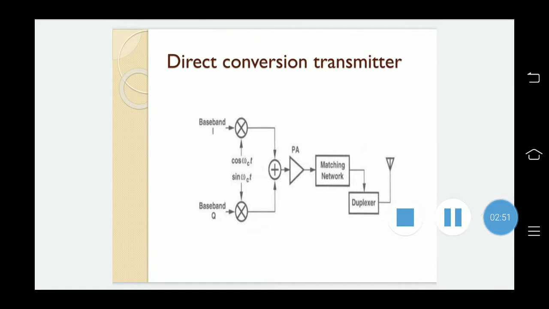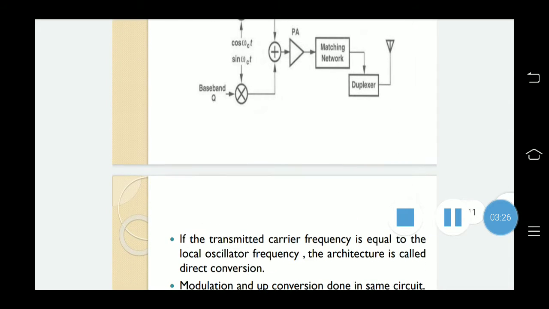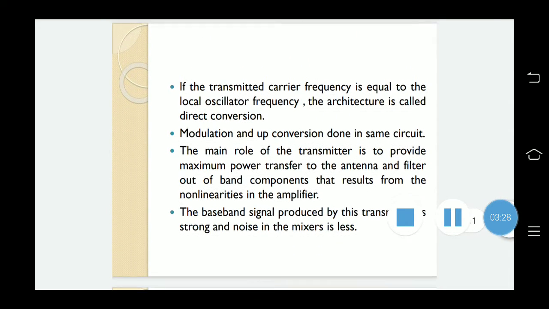So this is the architecture of the direct conversion transmitter. If the transmitted carrier frequency is equal to the local oscillator frequency, then the architecture is called direct conversion. In this transmitter, the modulation and upconversion are done in the same circuit. This diagram shows the direct conversion transmitter. The modulator is followed by a power amplifier and a matching network. The main role of this network is to provide maximum power transfer to the antenna and filter out the band of components that result from non-linearities in the amplifier.